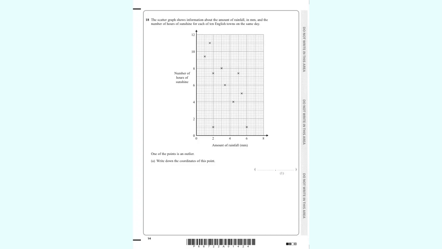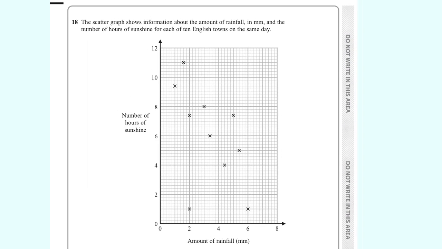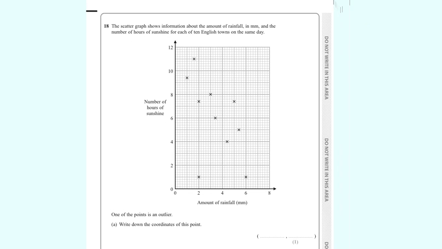All right, number 18, getting there. A scatter graph shows the amount of rainfall, classic, in millimetres, and the number of hours of sunshine for each of 10 English towns on the same day. So set the scene. It's quite a rainy day for some, and there are the hours of sunshine.